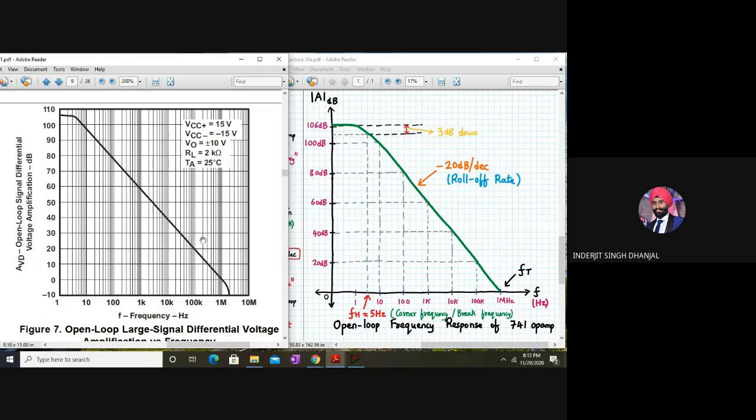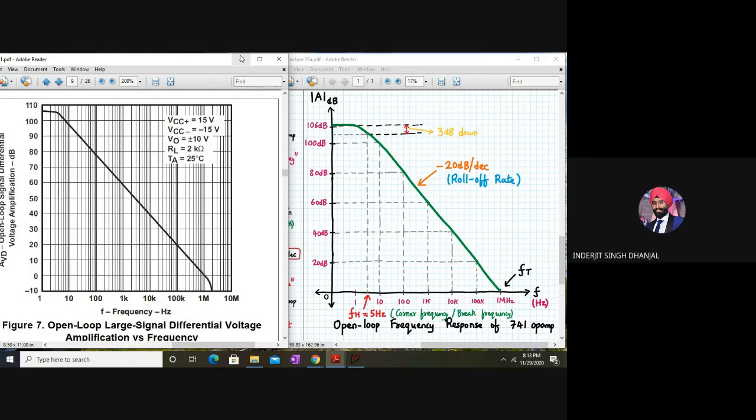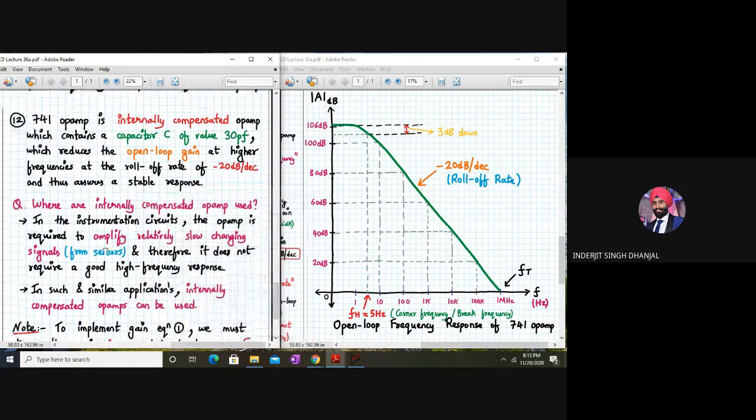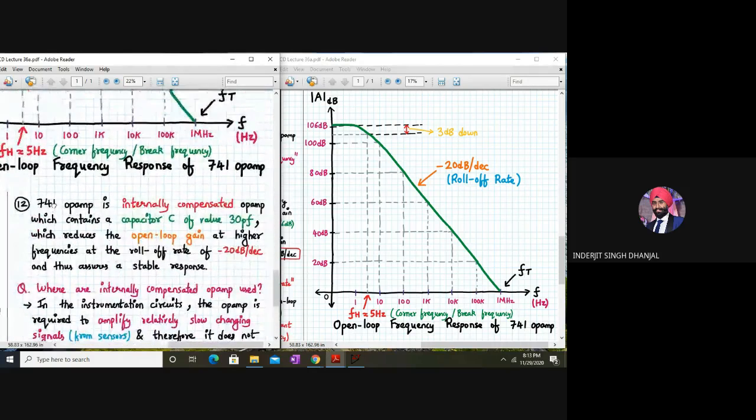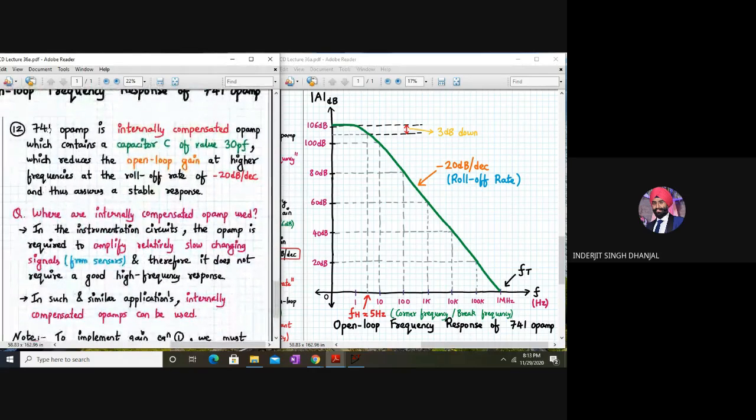Okay, so let's move forward. The 12th observation is this. The 741 op-amp is an internally compensated op-amp which contains a capacitor value of 30 picofarad, which reduces the open loop gain at higher frequencies at a roll-off rate of 20 dB per decade, and thus assures a stable operation.